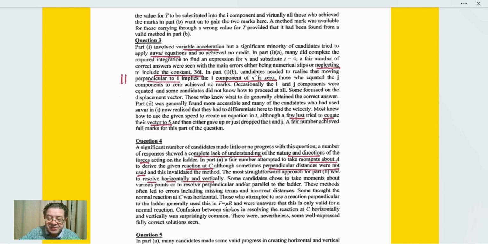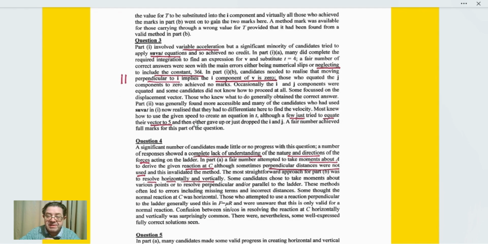In part 1, part B, candidates need to realise that moving perpendicular to i implies the i velocity component of v is 0. Worth noting that, worth writing it down. That's something that if you've not seen before, it would be difficult to work out in an exam. Take a note of that. Moving to part 2, generally more accessible. Even those who used Suvat in part 1 now realised they had to differentiate. Most knew how to use the given speed to find an equation in t, but some tried to do silly things like equate the vector to 5.